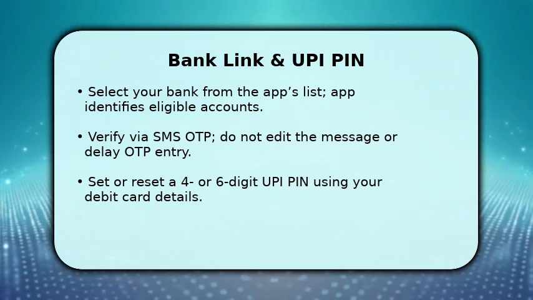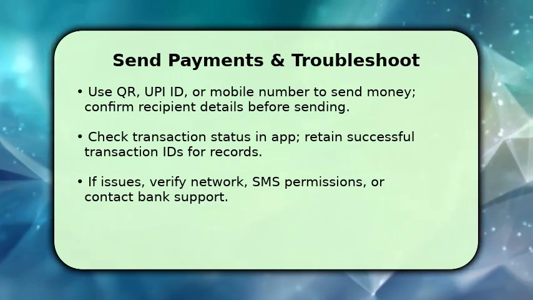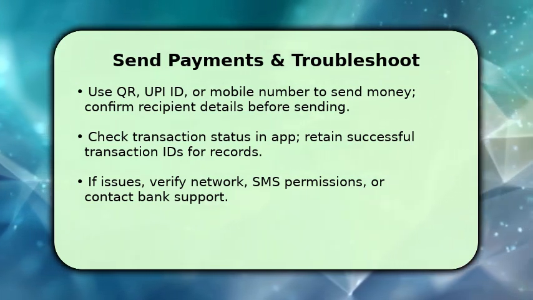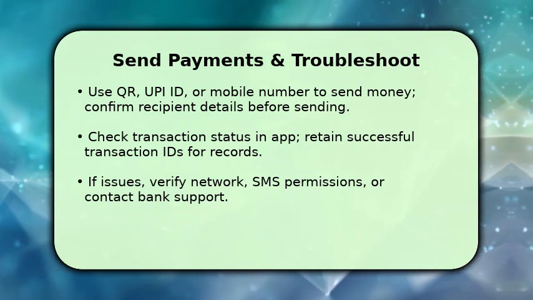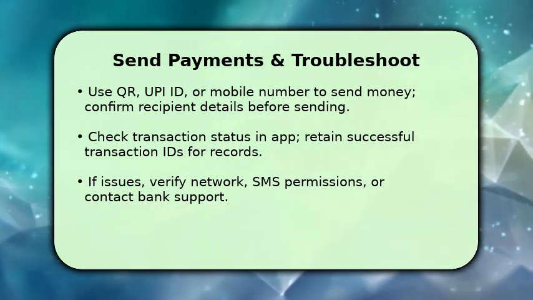To pay, choose QR scan, UPI ID or recipient mobile number, enter amount, and confirm with your UPI PIN. Double-check the name that appears. Once sent, view the transaction status immediately. Save the transaction ID for disputes.